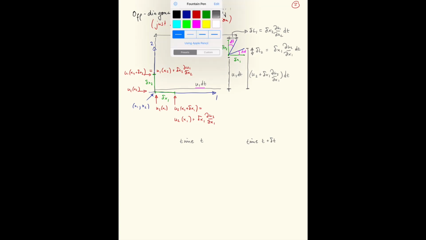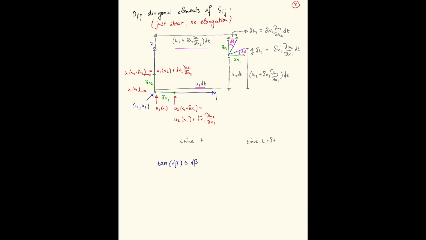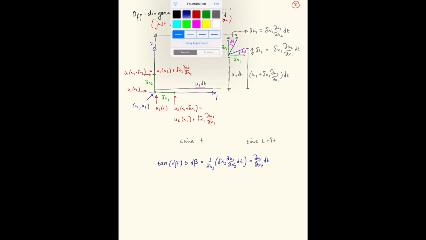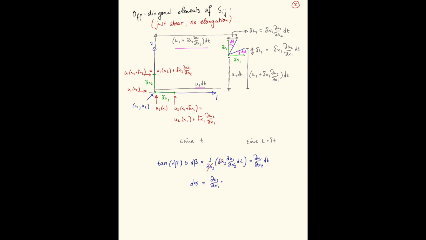So we can calculate our angles using simple geometry, namely tan of d beta is approximately d beta by small angle approximation, and that is just 1 over delta x2 times delta x2 du1 dx2 dt, which is just du1 dx2 dt, since the delta x2 cancel. Similarly, d alpha is just du2 dx1 dt.